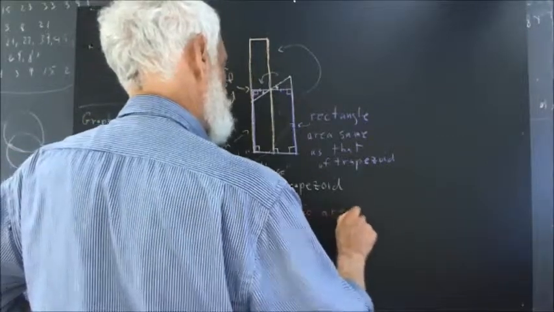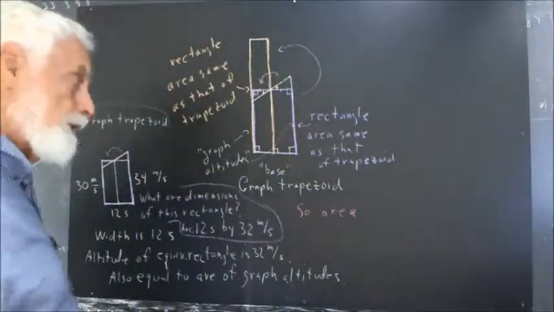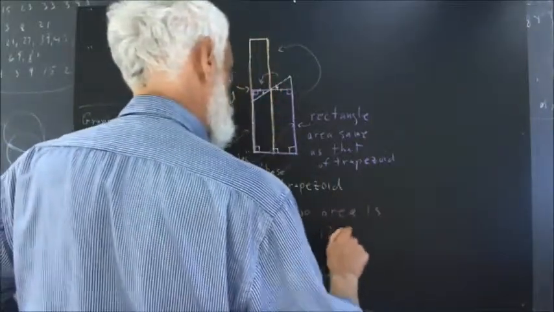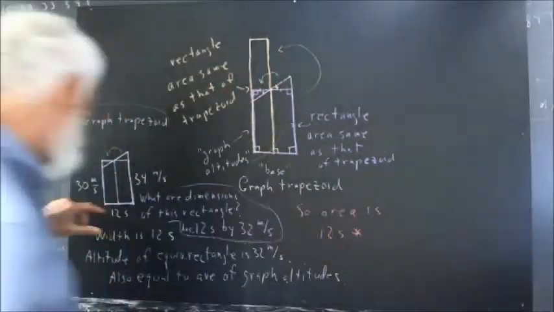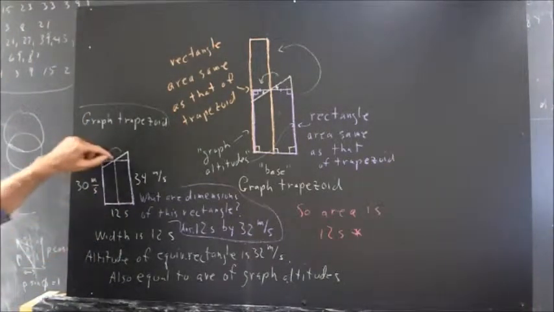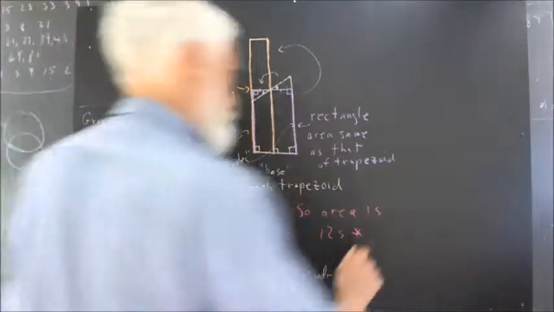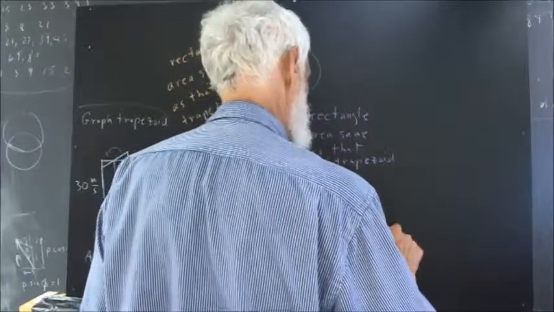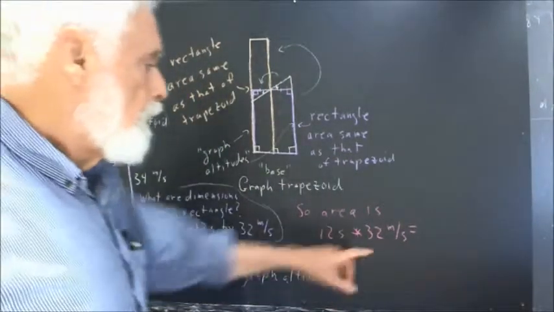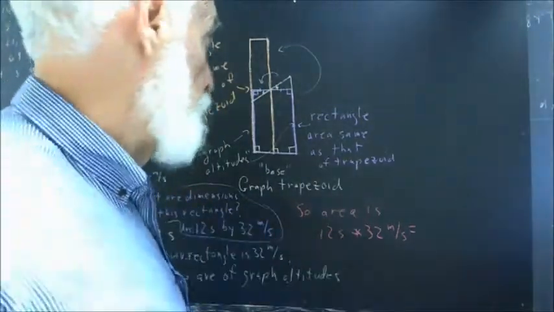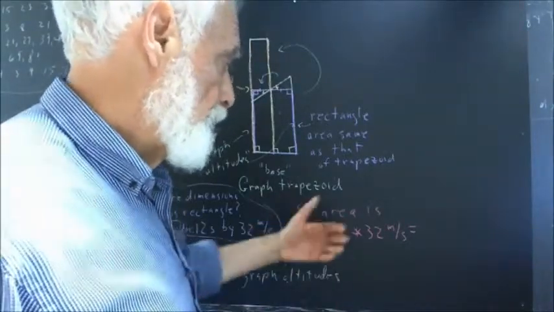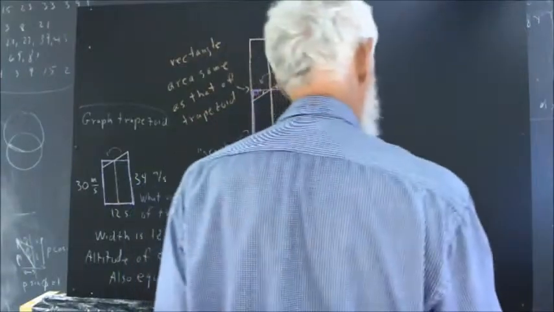Okay, well, it follows that the area of this trapezoid is 12 seconds, which is its width, multiplied by the average of the two altitudes, which is 32 meters per second. And what's that equal? Well, 10 times 32 is 320. 2 times 32 is 64. 320 and 64 is 384.